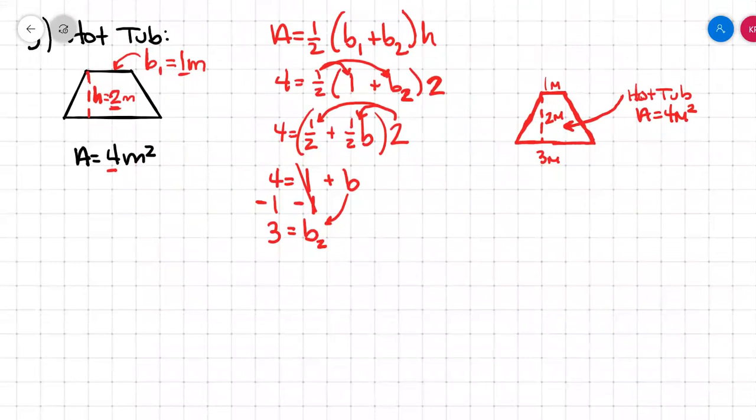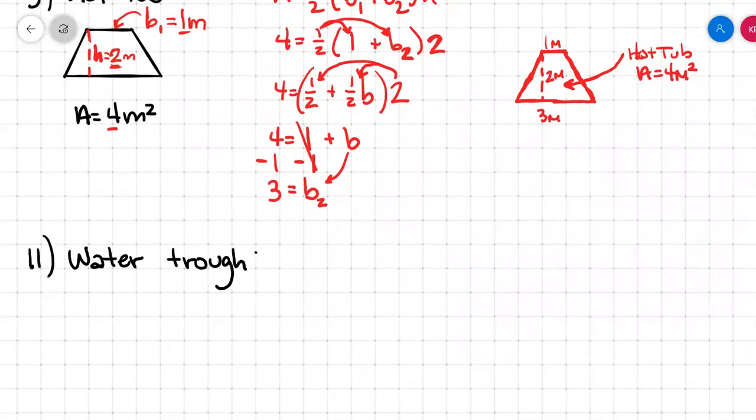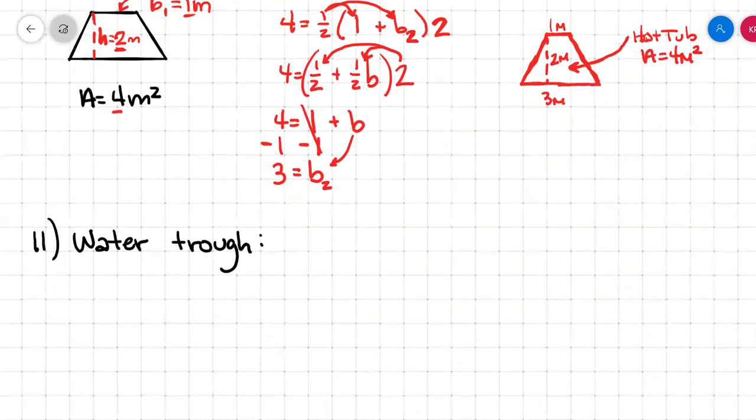Okay, the last one we are going to do is a triangle. Since you already know how to do all of the other things, we're just going to skip down to the triangle. So number 11 is the water trough. Yes, that word is trough. It's spelled weird, but that's how you say it. Water trough. Okay, the water trough is a triangle. Triangle, perfect.